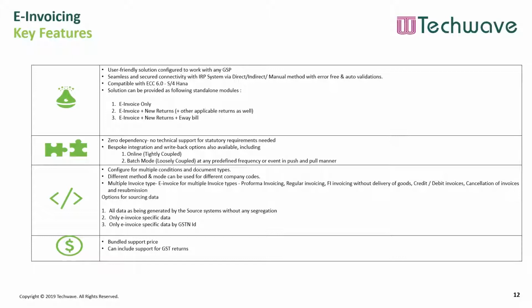The solution has three different modules, as we were saying that we have looked into the solution from the complete point of view. So it can be deployed either only as e-invoice, if you have a need only for e-invoice; e-invoice plus the returns, that is your GSTR1, GSTR2, GSTR3B compliances or any other which is applicable; and along with that, e-way bill. These are three components of the solution which are coupled with each other, but can even be deployed independently.